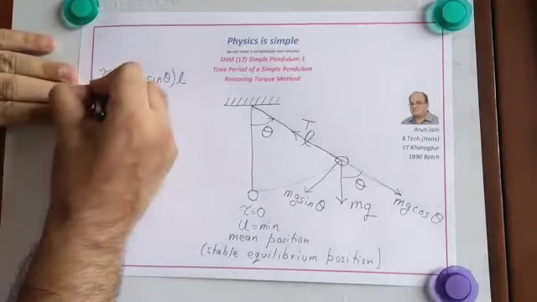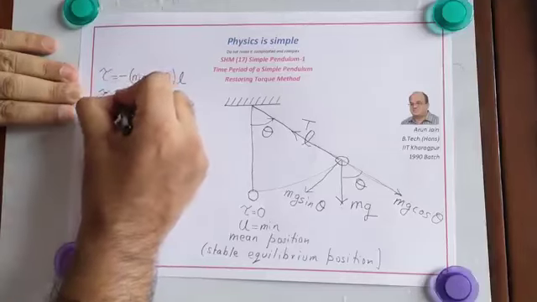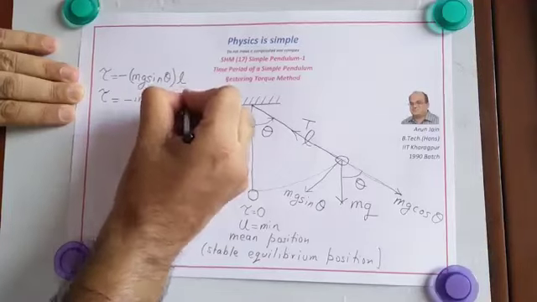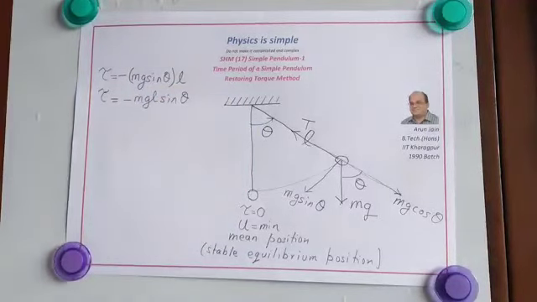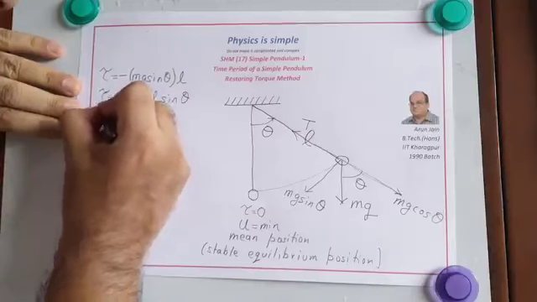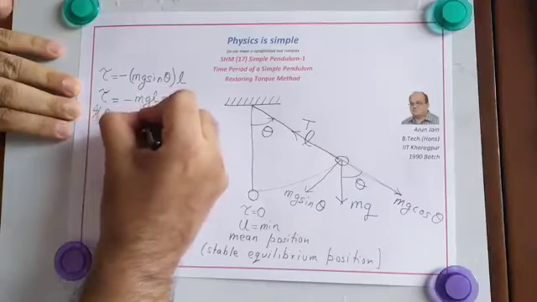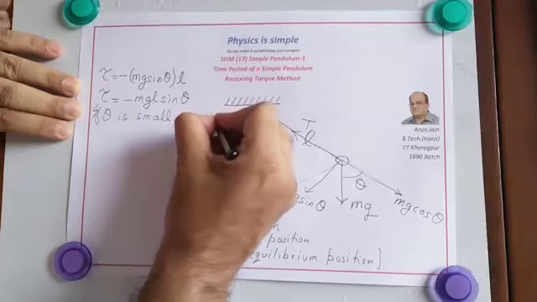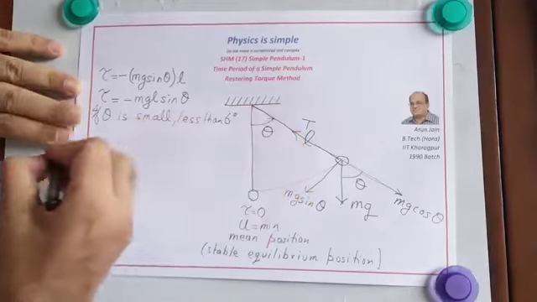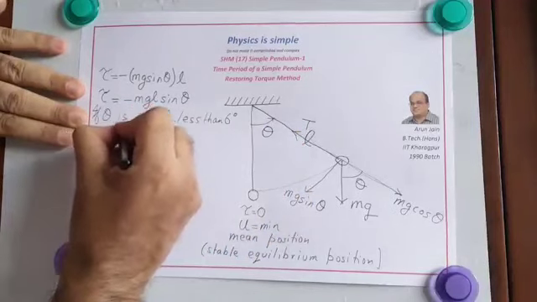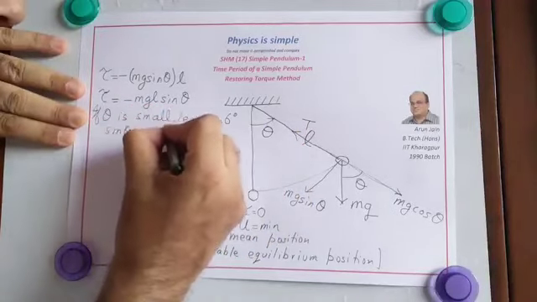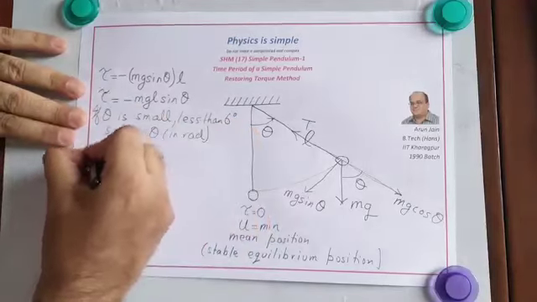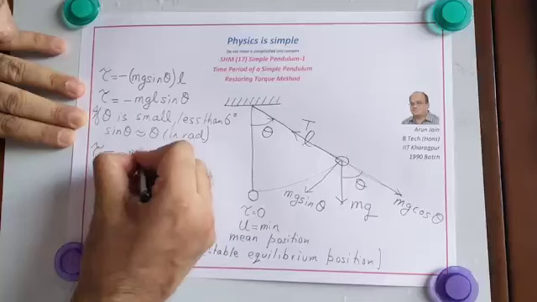So now this torque becomes minus mgl sin theta. Now if theta is small, less than 6 degrees, then sin theta can be taken approximately as theta in radians. In that case, torque becomes minus mgl theta.